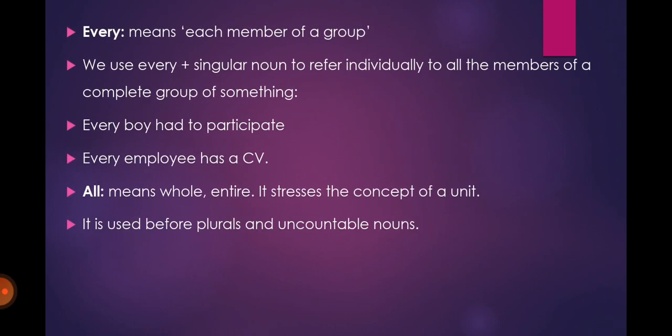Every means each member of a group، تعني كل شخص من ضمن المجموعة. We use every plus singular noun to refer individually to all the members of a complete group of something. إذن عندما أستخدم every تكون متبوعة دائما باسم. هذا الاسم المفرد اللي هي تكون متبوعة به يشير بشكل مفرد إلى كل الأعضاء الموجودين في مجموعة معينة.